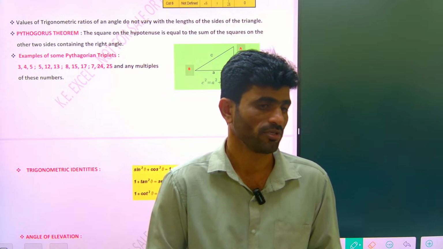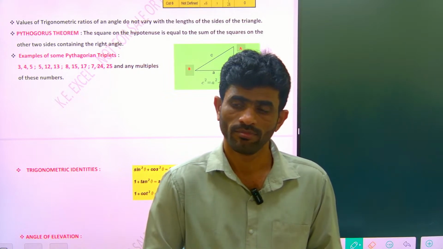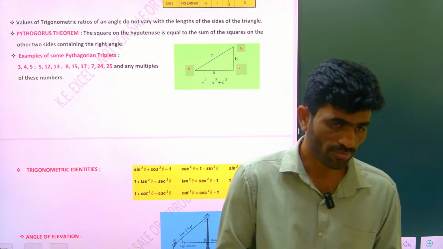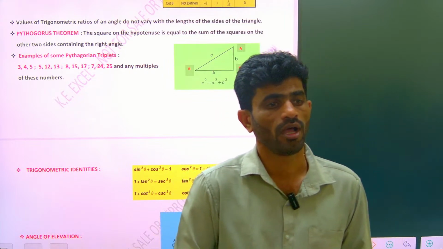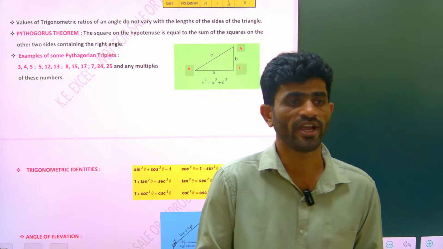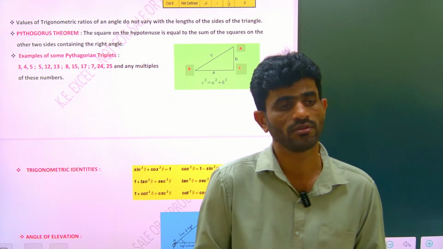Okay. Coming to polynomials. Sum of zeros: alpha plus beta is minus b by a. Product of zeros: alpha into beta is equal to c by a. How do you find a polynomial if the zeros are given?